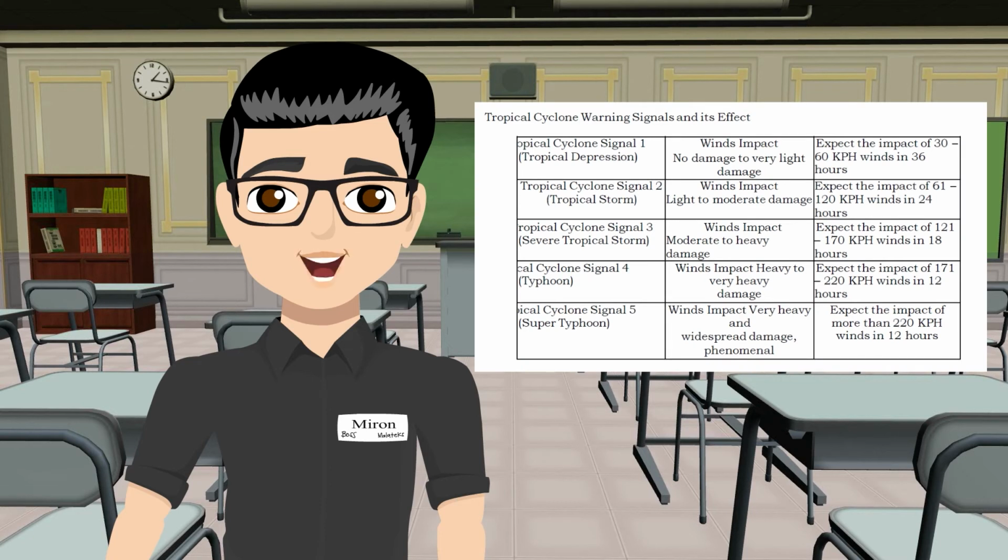Here's a table for tropical cyclone warning signals and their effects. Tropical cyclone signal number 1, which is the tropical depression. The wind impact is no damage to very light damage, and expect the impact of 30 to 60 km per hour wind in 36 hours.